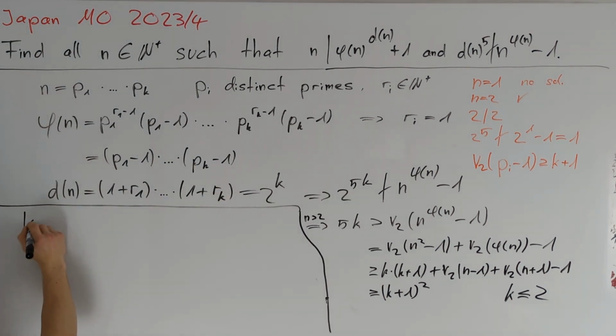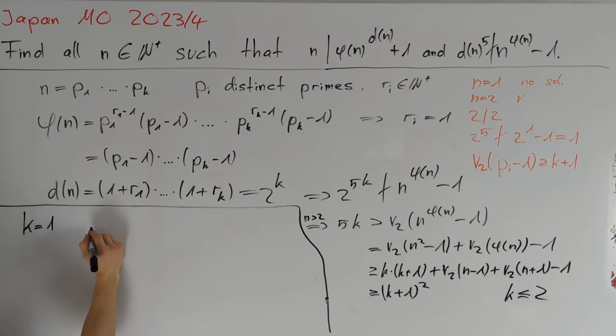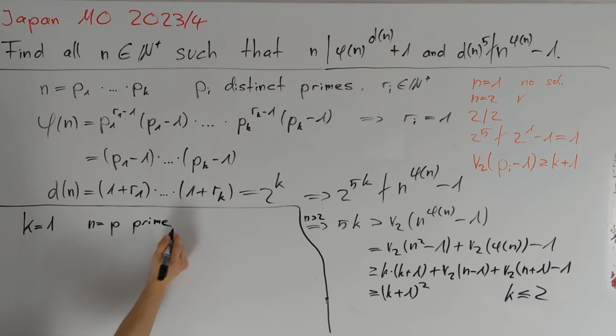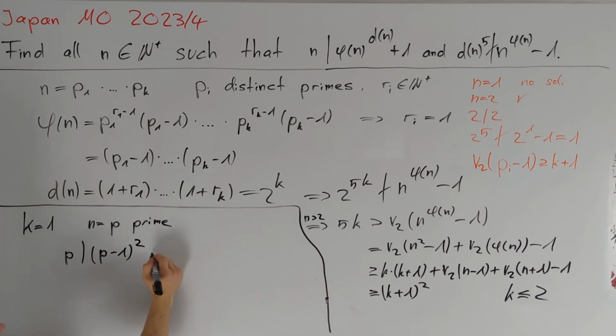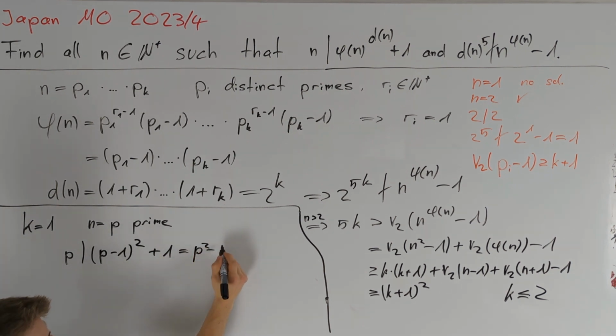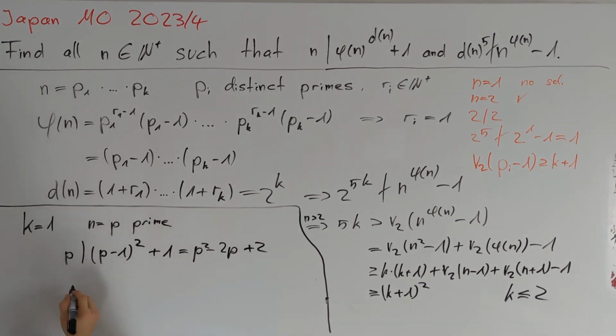For k equal to 1, we get that n is equal to p, a prime, and here our first condition tells us that p divides φ(n), which is p - 1, to the power of d(n), which is 2, plus 1. Multiplying the first summand out, we get that this is equal to p² - 2p + 1, so plus 2, and therefore we get that p must divide 2.